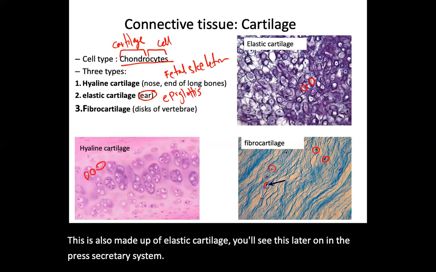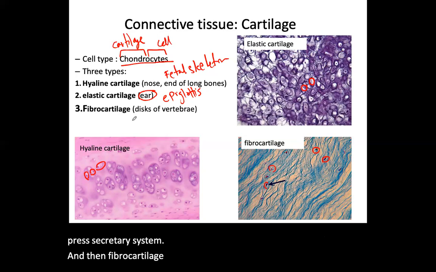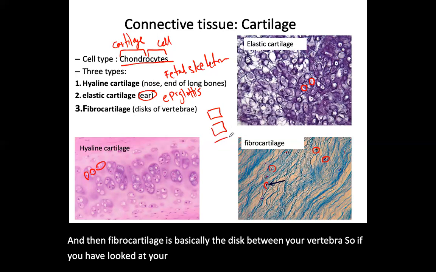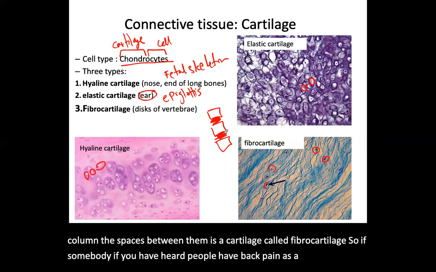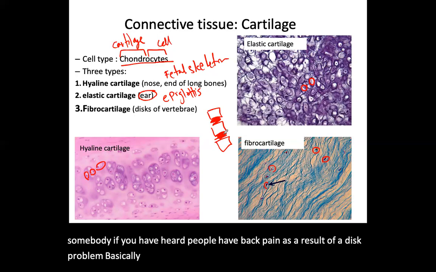And then fibrocartilage is basically the disc between your vertebra. So if you have looked at your vertebra, here are the bones that form your vertebral column. The spaces between them is a cartilage called fibrocartilage. So if you have heard people have back pain as a result of a disc problem, basically that's what they're talking about.